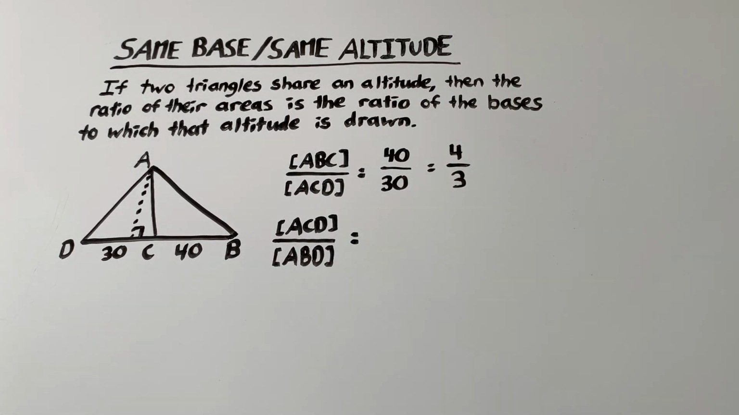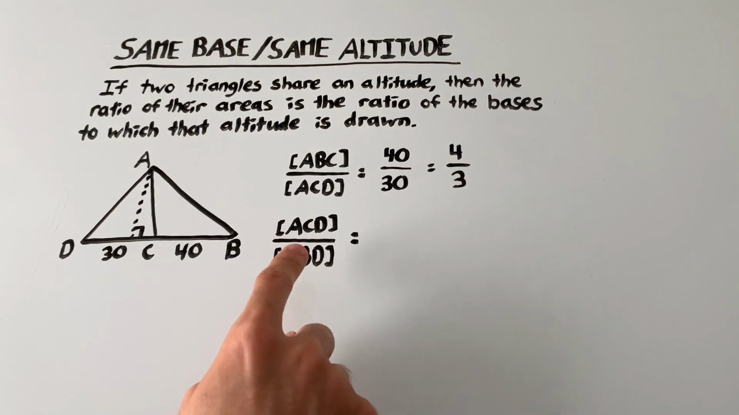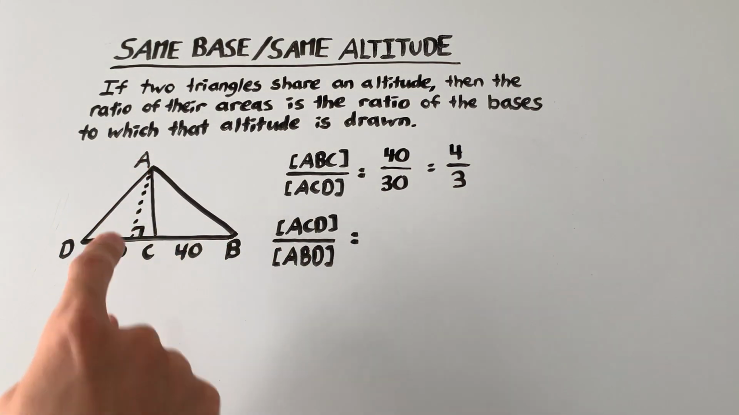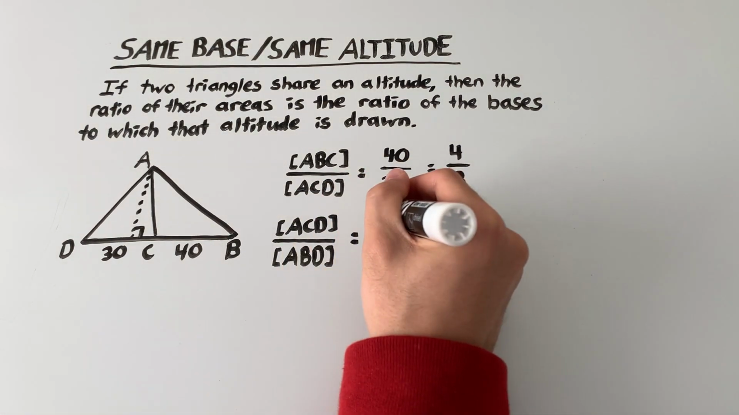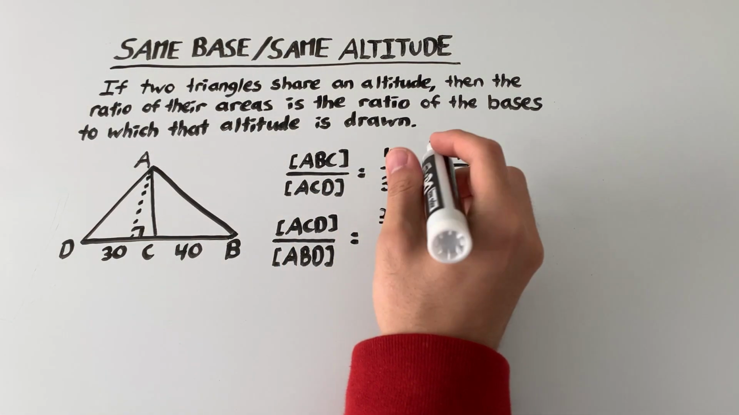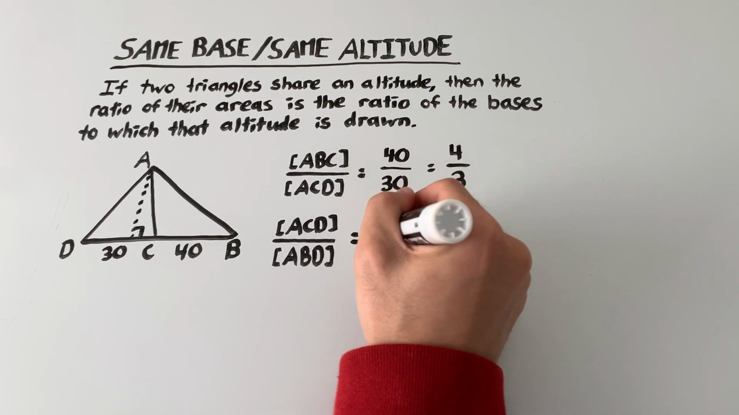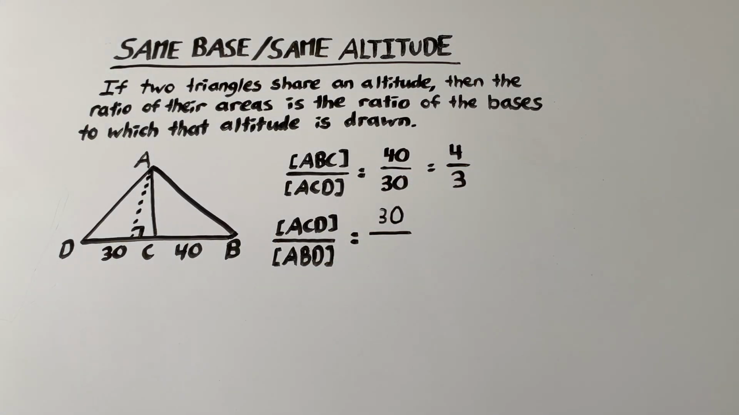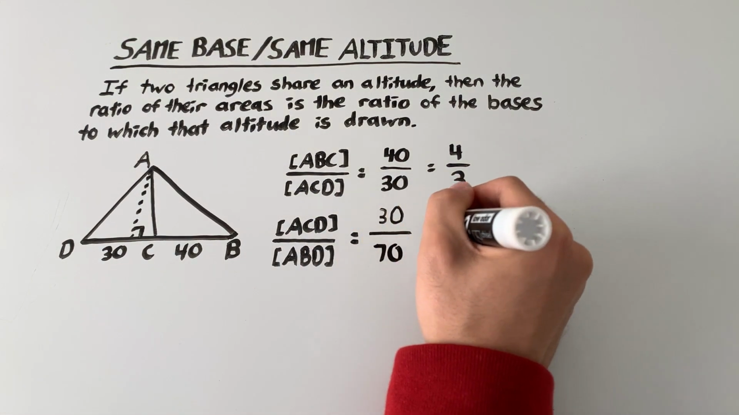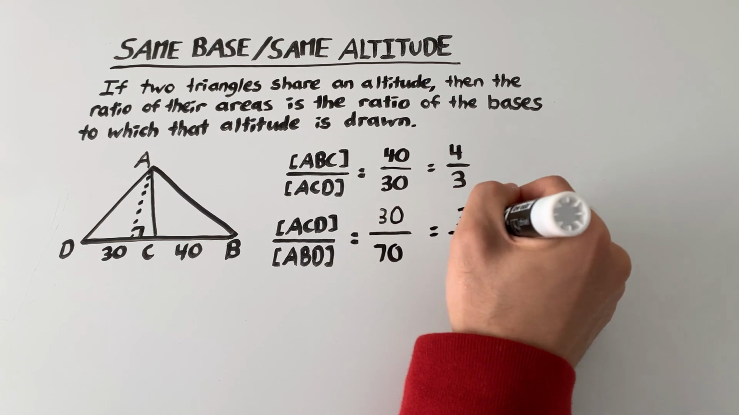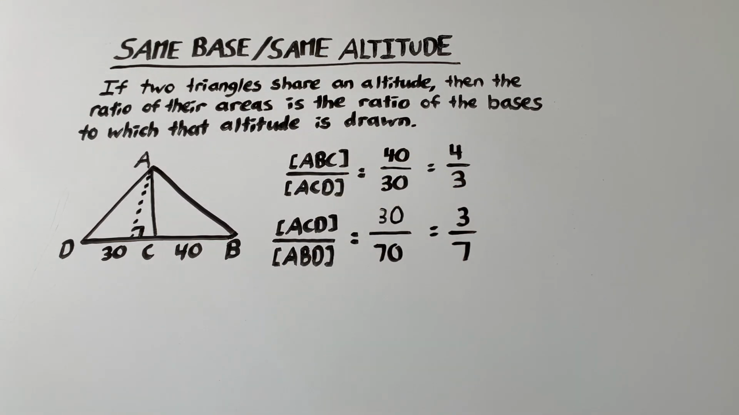And now, once again, both of these triangles, triangle ACD and triangle ABD, both share an altitude from point A. So this ratio is just going to be, very quickly, 30 over BD, which is 30 plus 40, which is 70. And this simplifies to 3 over 7. So this is a very nice property that we just learned about.